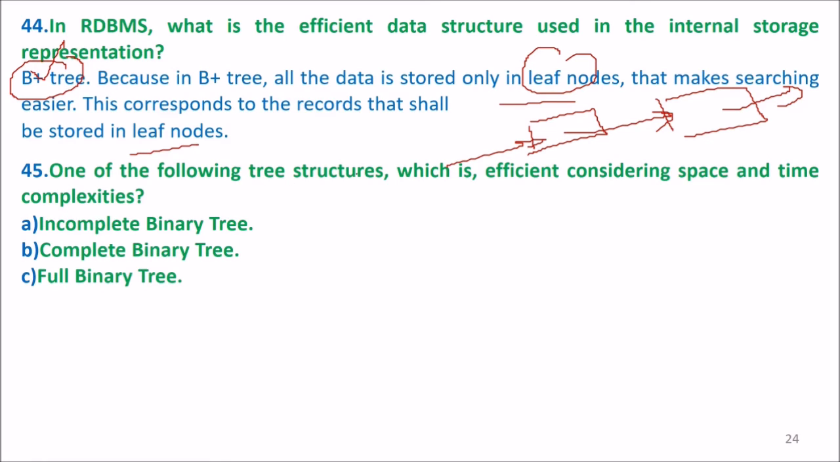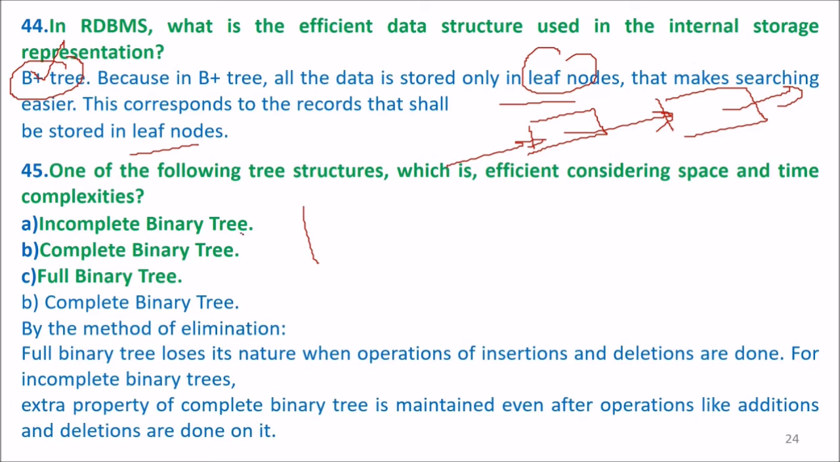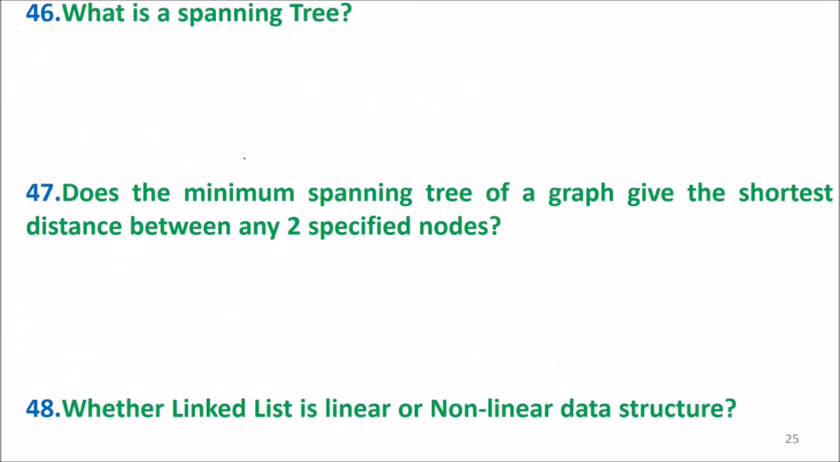Which of the following tree structures is efficient considering the space and time complexity? These are options for you. And of course, the answer would be the complete binary tree, this one. A full binary tree loses its nature when operations of insertion and deletion are done. The extra property of a complete binary tree is that it is maintained even after operations like addition and deletion are done. Right? So our answer would be complete binary tree.